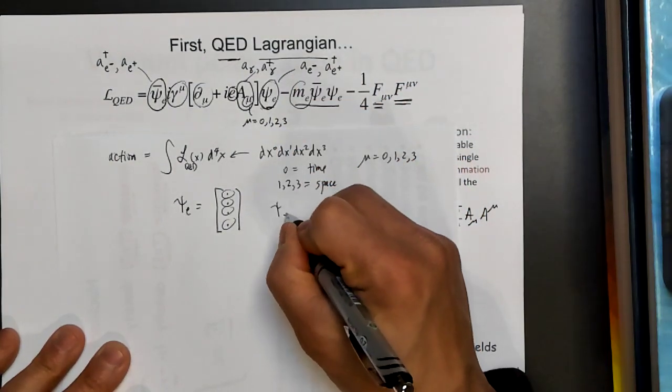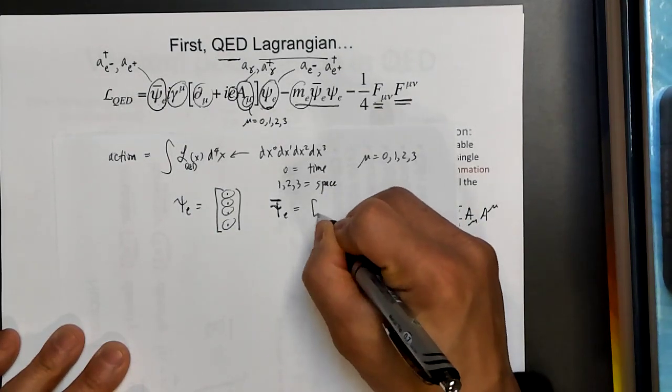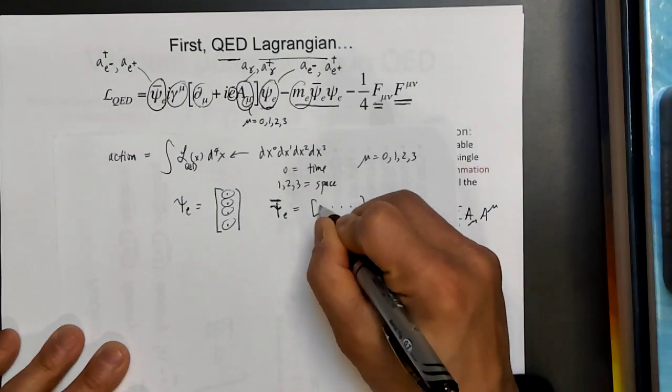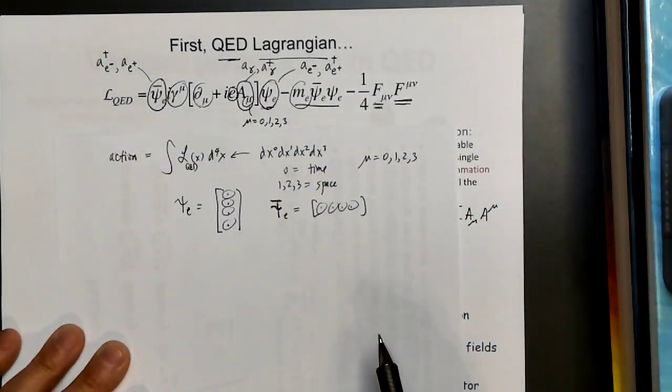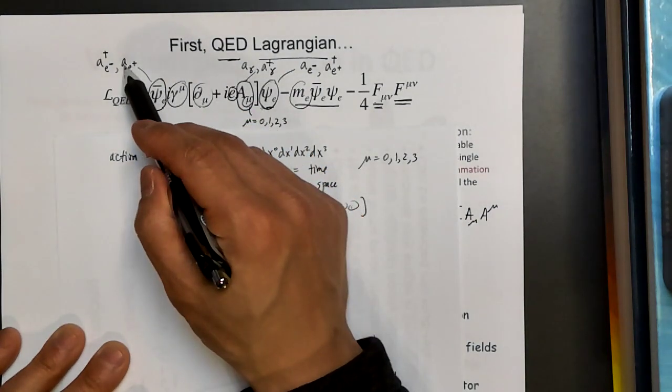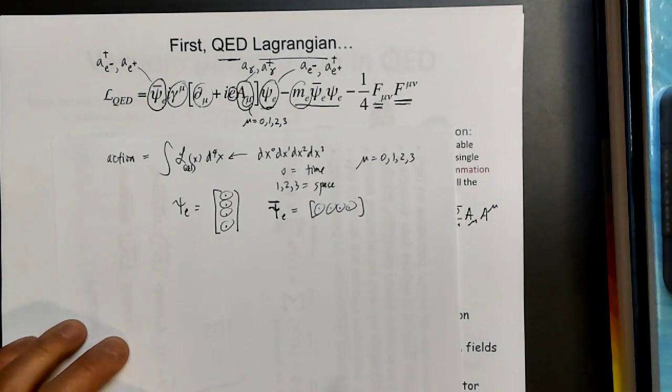The psi_e bar is going to be a row vector, a 4-component row vector, where each of these terms will be some linear combination of the annihilation operator for the positron or the creation operator for the electron.